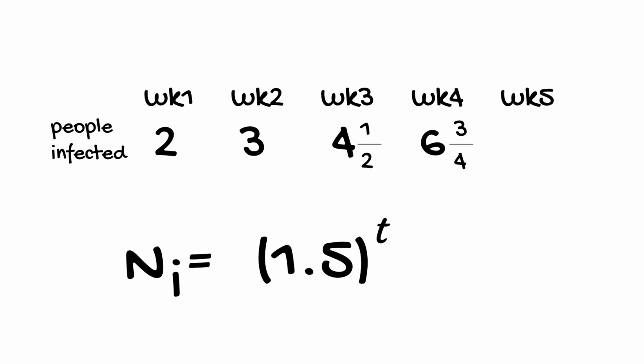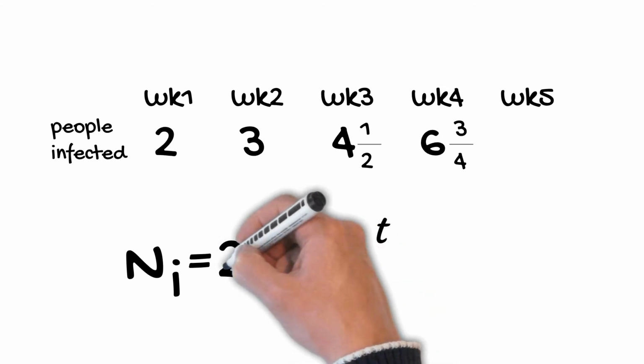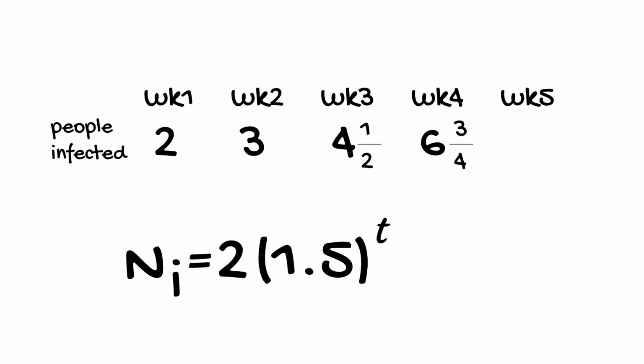So notice what we're doing here. We're doing a little bit of mathematics. We have this set of numbers, and we try to create a formula that matches it. And I believe that would now work, because if t is 0, 1.5 to the power of 0 is 1, so that's 2 times 1. 1.5 to the power of 1 is 1.5, multiplied by 2 is 3.